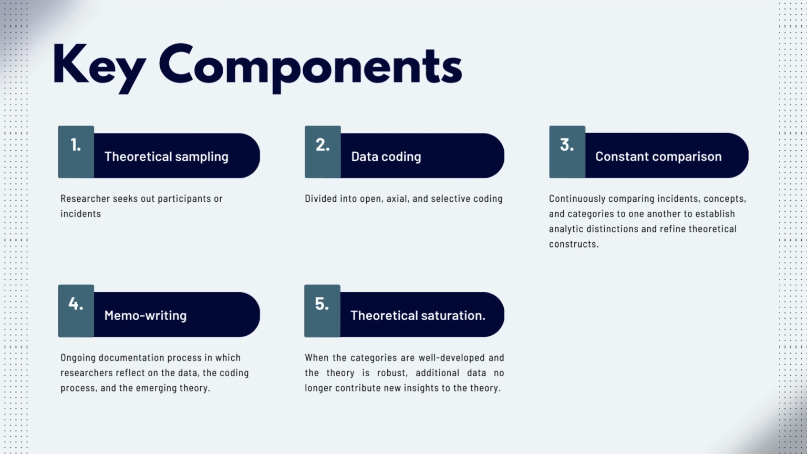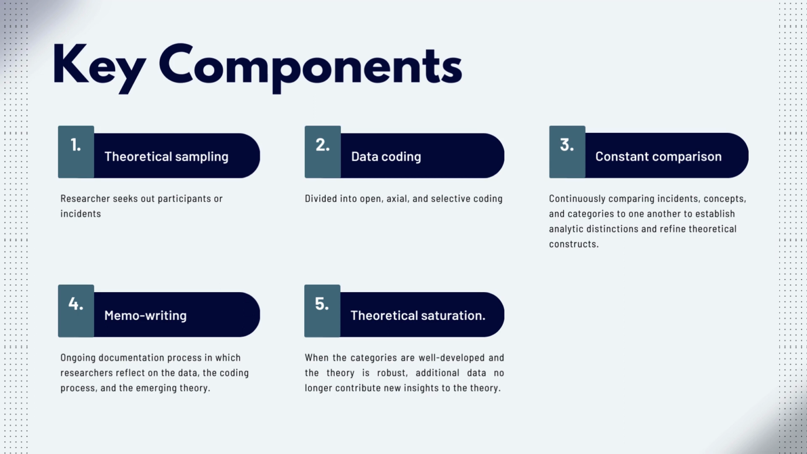The first component, theoretical sampling, is an iterative process where the researcher seeks out participants or incidents to help elaborate and refine emerging categories. Rather than defining a sample size up front, the researcher allows the needs of the developing theory to guide this decision.